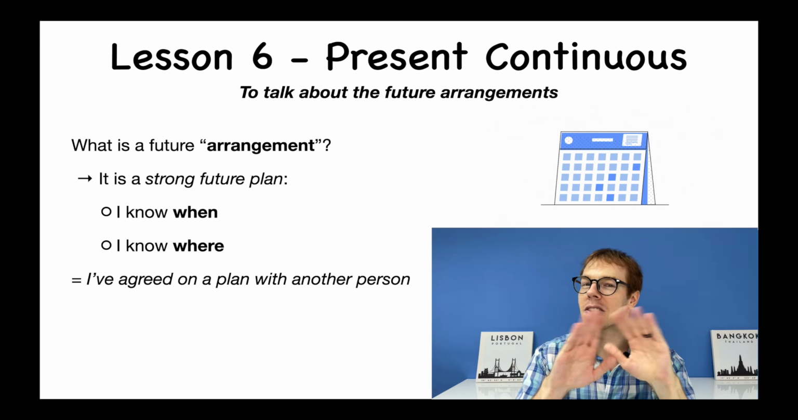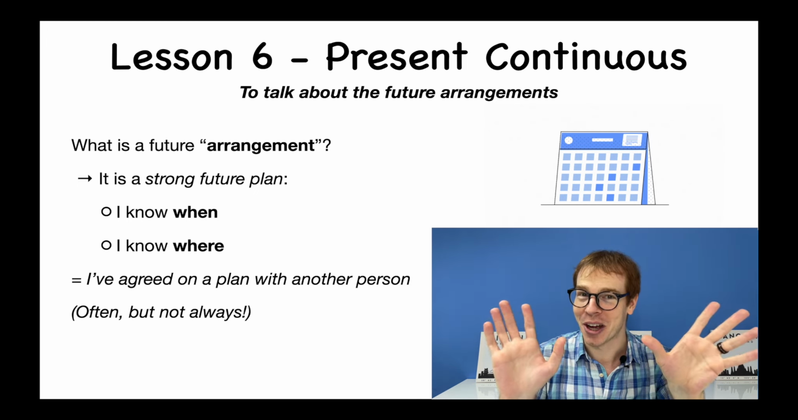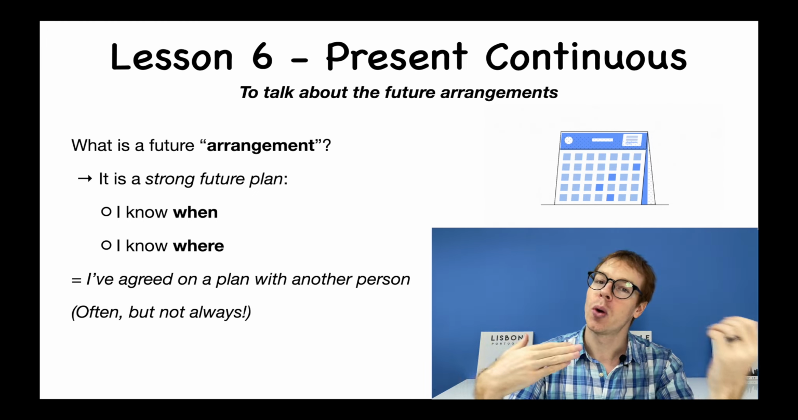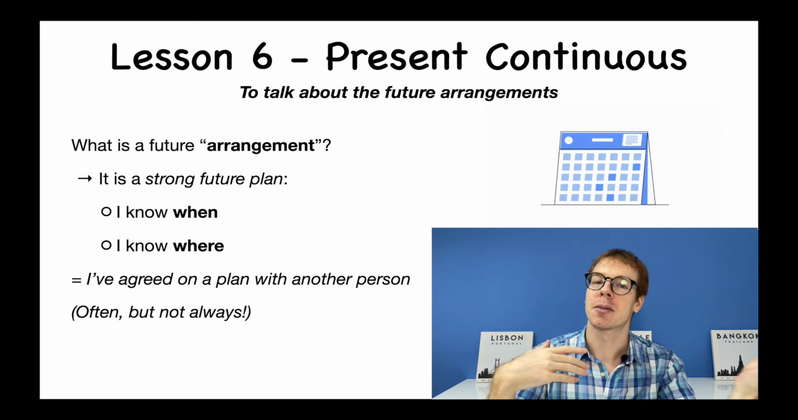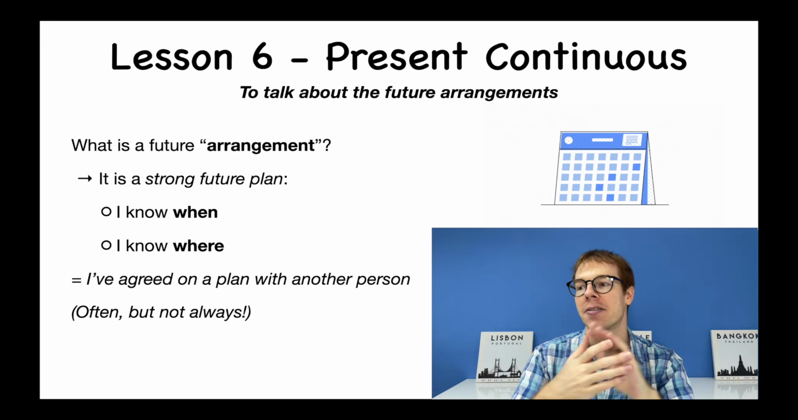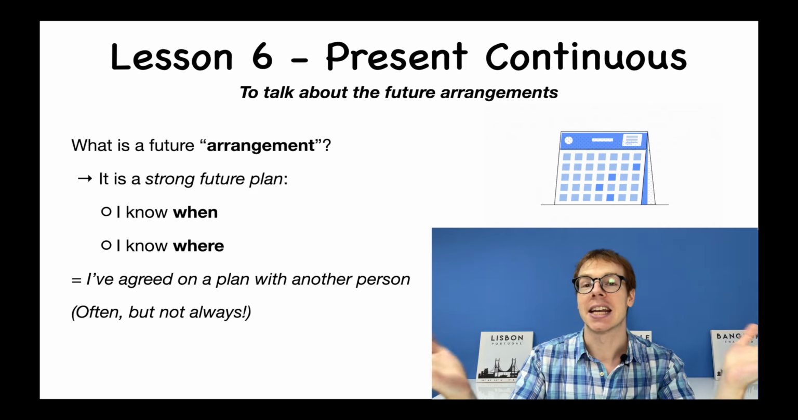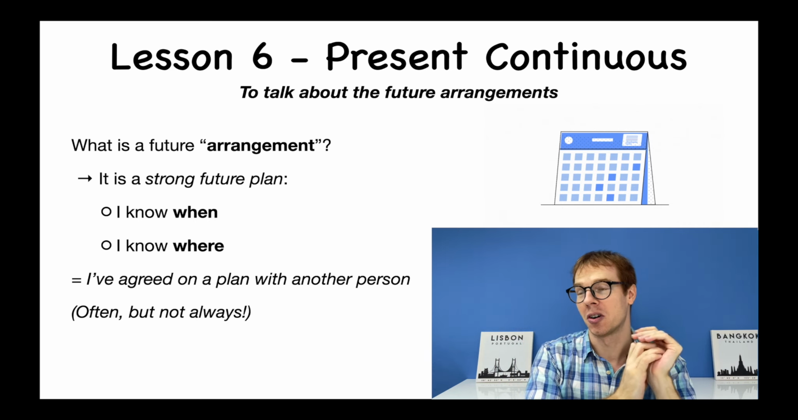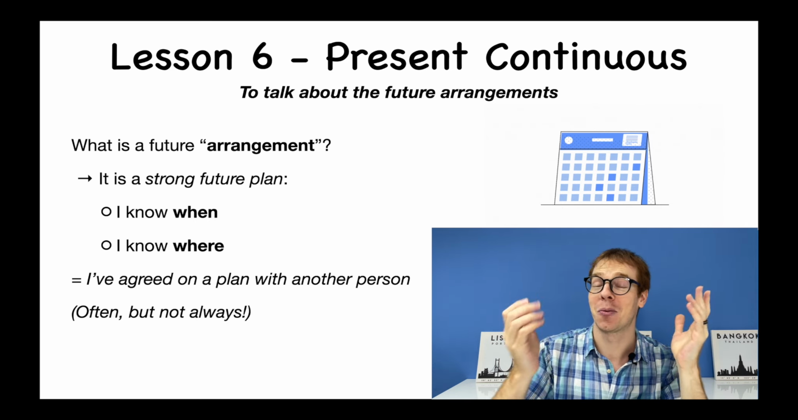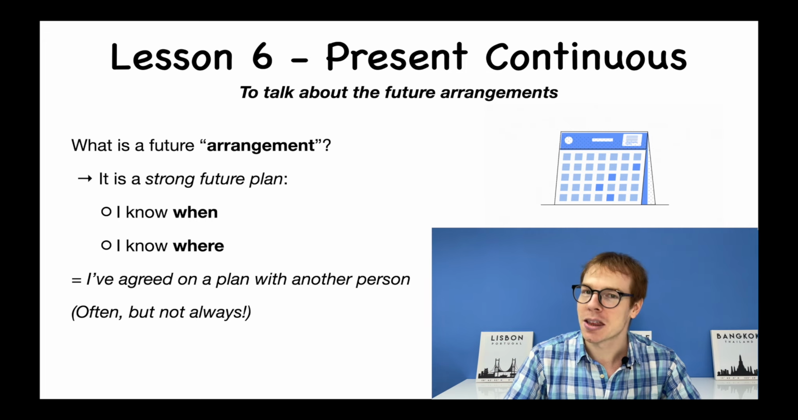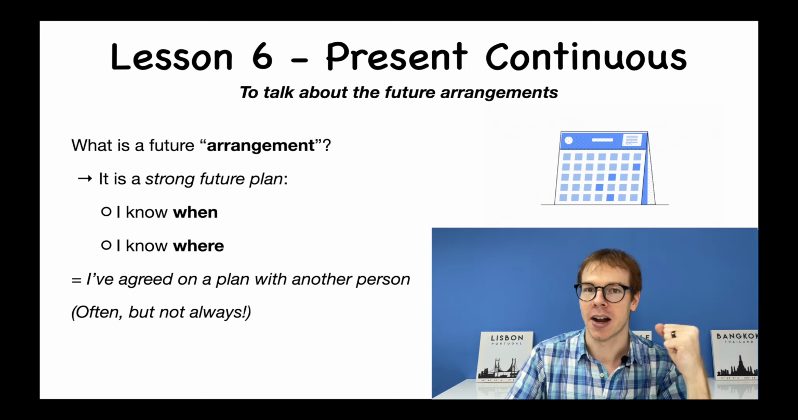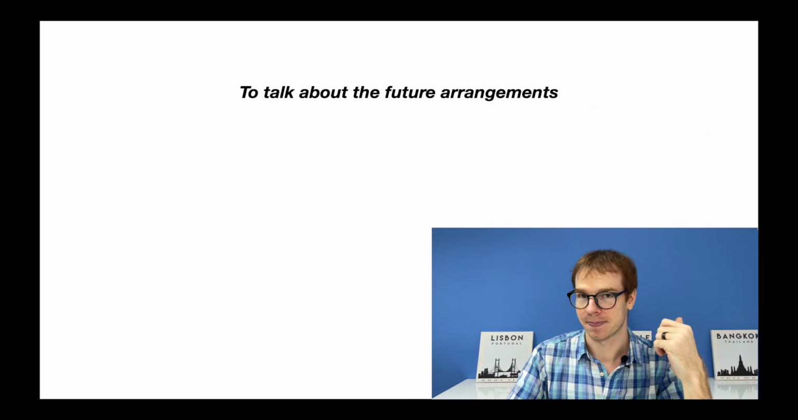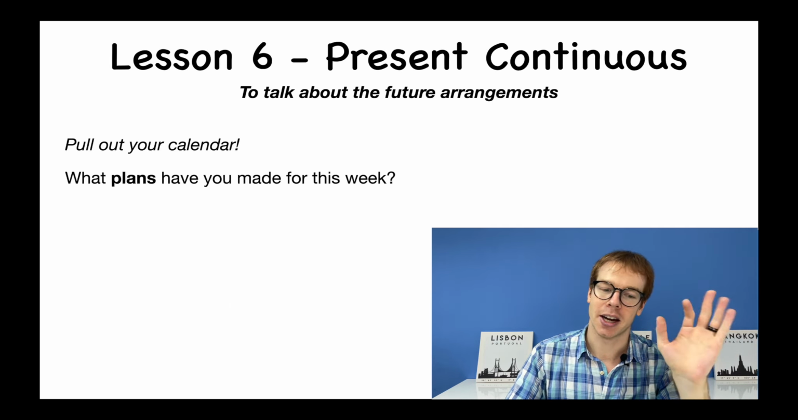And then this is not always true, okay? Not always true, but often arrangements are when we plan something with another person. If I say I'm meeting my friends for dinner, I'm playing tennis with my colleague, I'm watching Mark's video on Thursday at 4 p.m. That would be an arrangement where you've made the plan, often with your friend or your wife, your husband, your colleague. That's an arrangement.